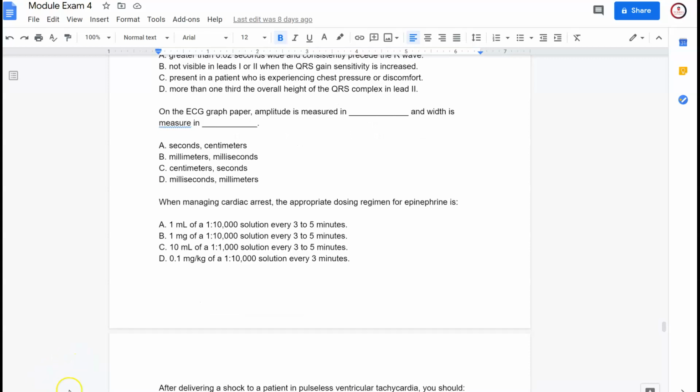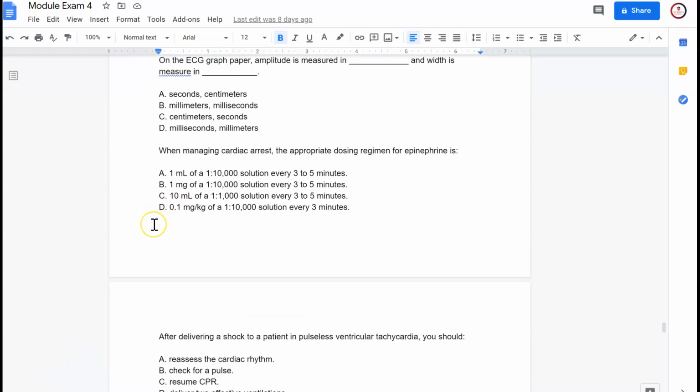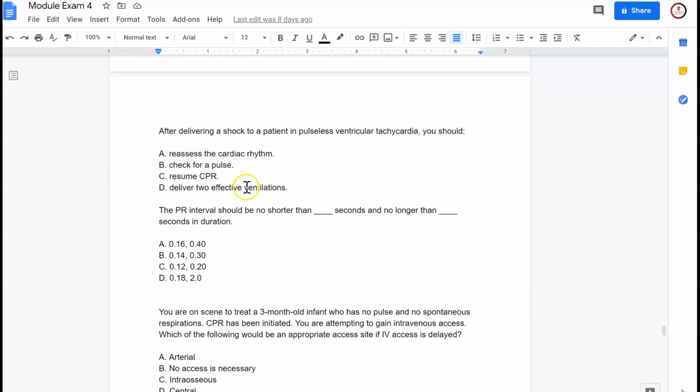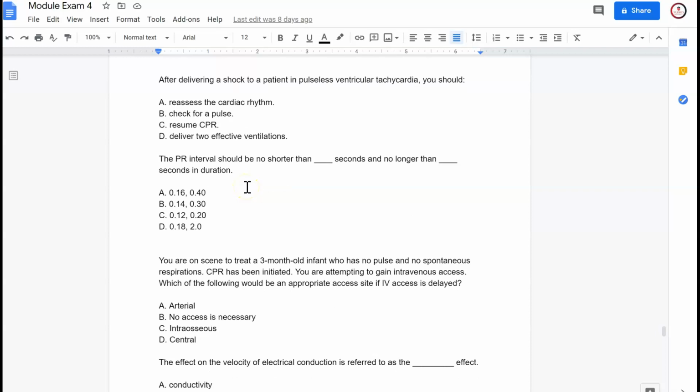When managing the cardiac arrest, appropriate dosing regimen for epinephrine is. And this is just remembering that your dosage for your protocol is 1 milligram of a 1 to 10,000 solution every 3 to 5 minutes. After delivering a shock to a patient in pulseless VTAC, you should, this is BLS, resume CPR. You don't check for a pulse, you don't reassess, you just start CPR and go from there.